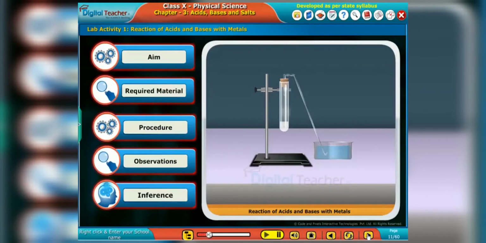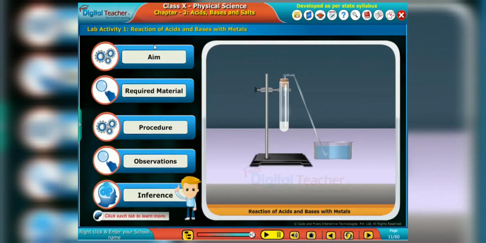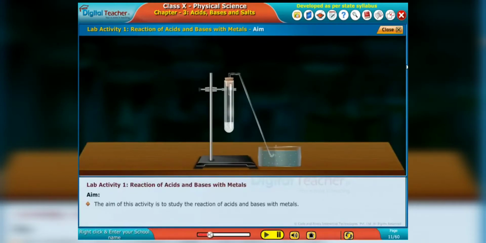Now, the first chemical property: reaction with metal. What will happen when an acid or base reacts with a metal? Let's see an experiment here. Let us perform a lab activity to learn about this type of reaction in detail. Click each tab to learn more. The aim of this activity is to study the reaction of acids and bases with metals.